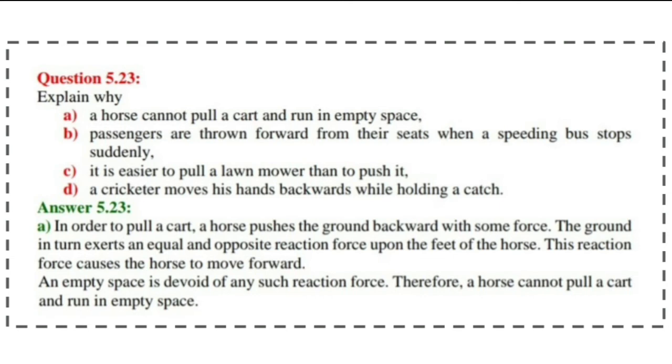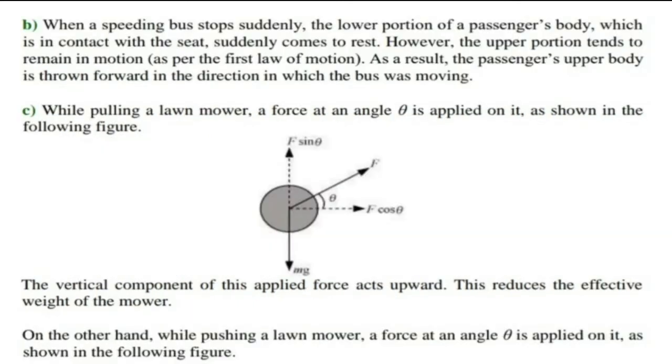Second one, passengers are thrown forward from their seats. The reason is this: when the bus suddenly comes to rest, the lower portion of the body which is in contact with the bus comes to rest suddenly with the bus, but the upper portion continues the state of motion according to the first law, or we can say due to inertia. As a result, the upper body is thrown forward. So it's due to inertia of motion.